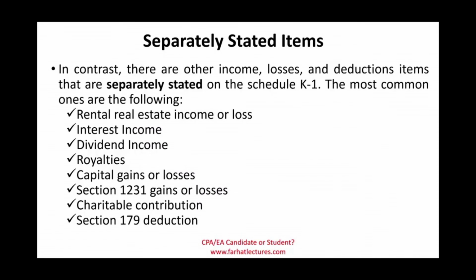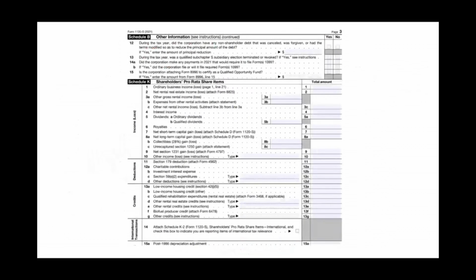Thus, we call them separately stated items, because we don't want to bunch them with ordinary income, then we would lose that effect in the grand scheme of things. Basically, if they got bunched, they would melt into the ordinary income, and they would be treated as ordinary income or loss for that matter, and that's not what we want to do.